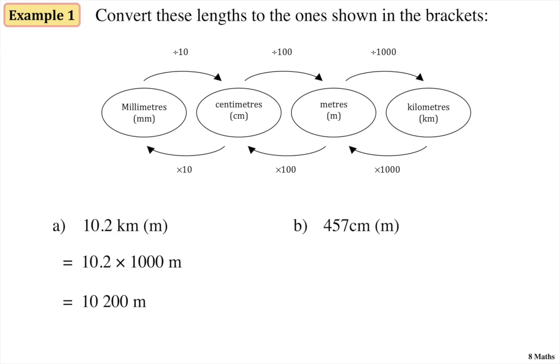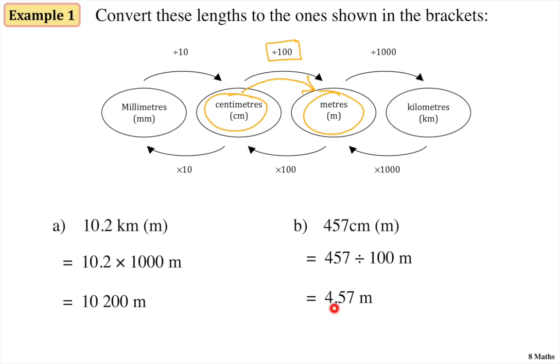That's my answer. For the second one, I want to go from centimeters, 457 centimeters, to meters. Well, where's centimeters? There it is there. Where's meters? There it is there. So I want to go that way. So I'm going to divide by 100. So when I look at this, I'll go 457 divided by 100. 457 divided by 100 is 4.57. So 457 centimeters is the same as 4.57 meters.